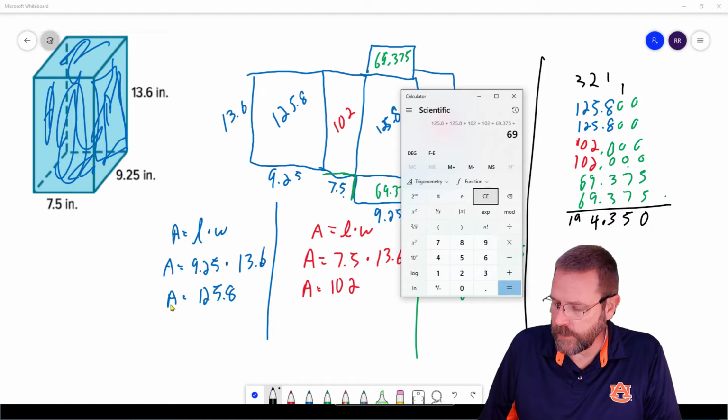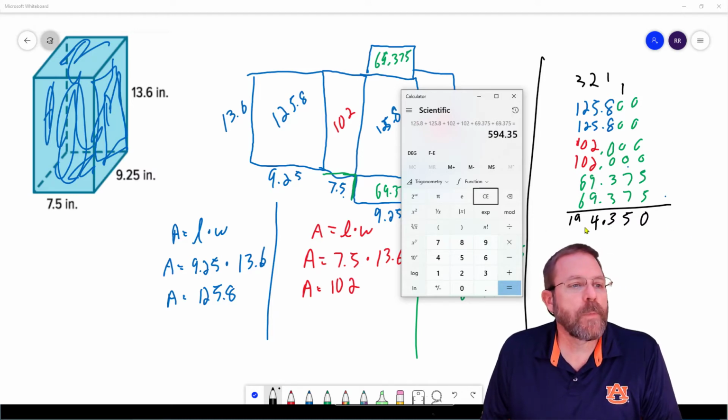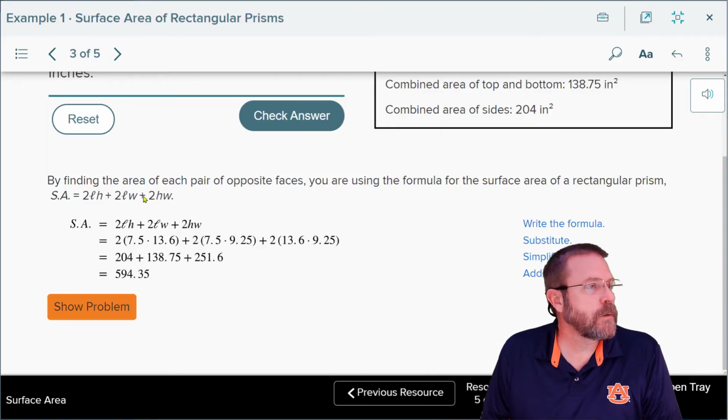69.375 plus 69.375 equals, yep, somewhere I had bad math in there. I didn't carry something properly, and that's the reason that 1 should be a 5. So we did get the same answer they did here. I don't really like the way they're doing it.